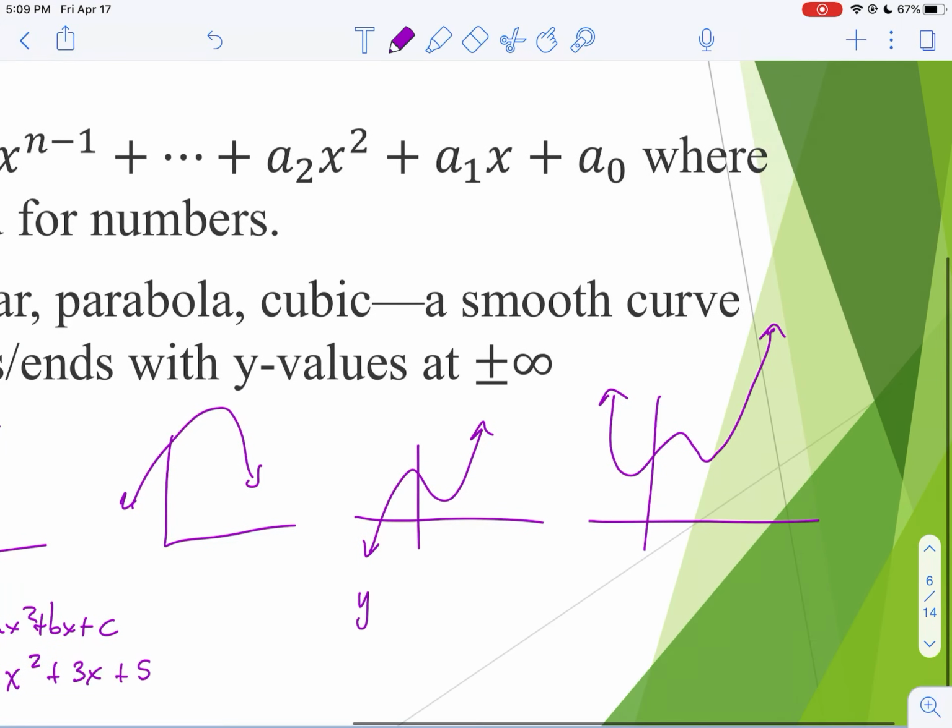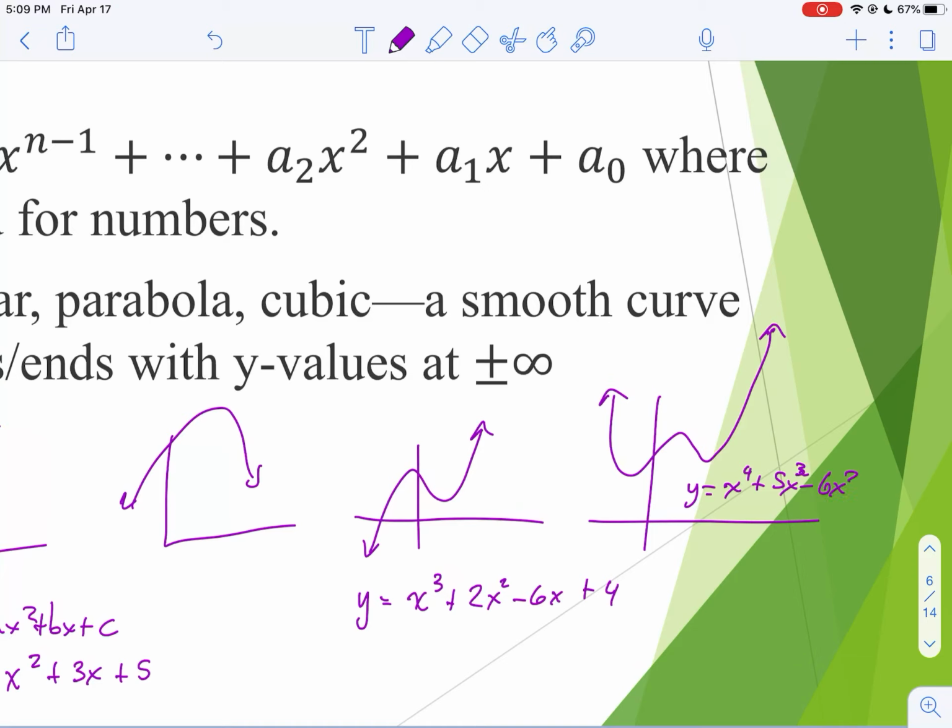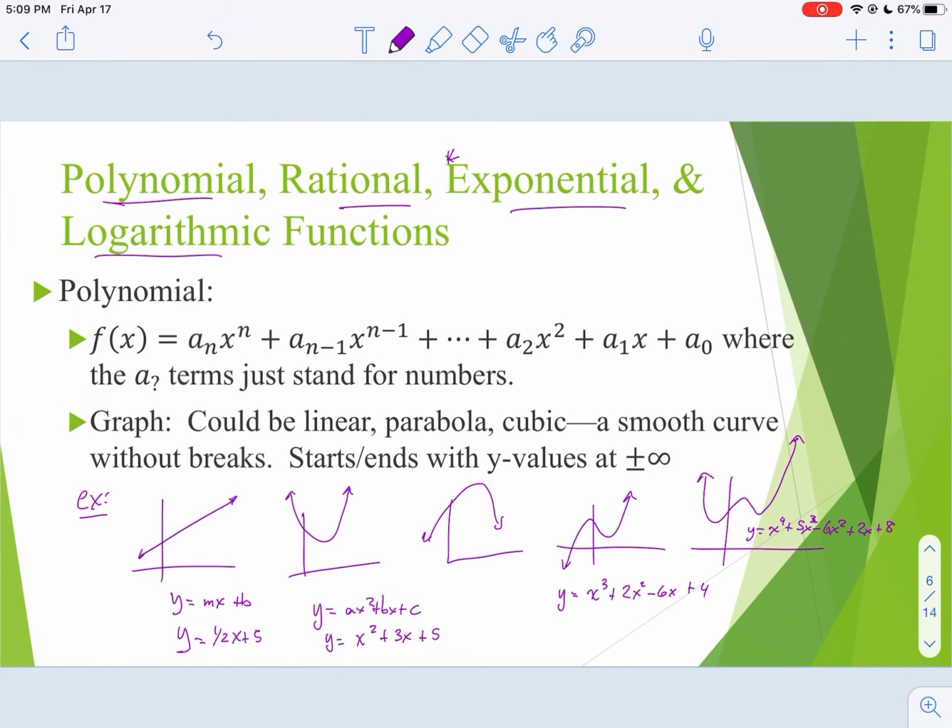If I get into a cubic, that might be something, again, I'm sure it doesn't match, like 2x squared minus 6x plus 4. Okay, or y equals x to the 4th plus 5x cubed minus 6x squared plus 2x plus 8. Okay, now, these are not correct equations for these graphs. They are just sample equations.